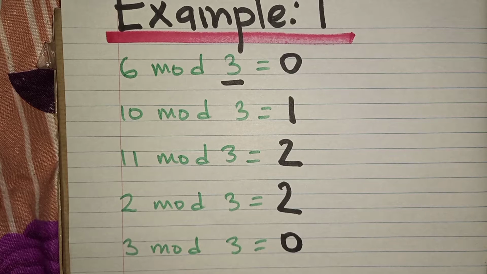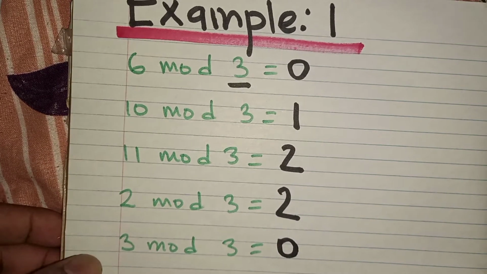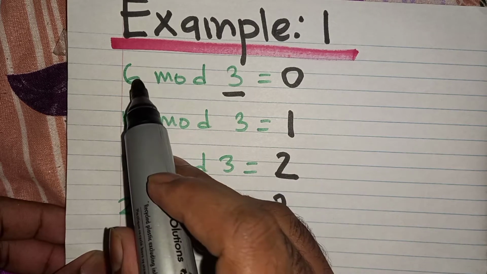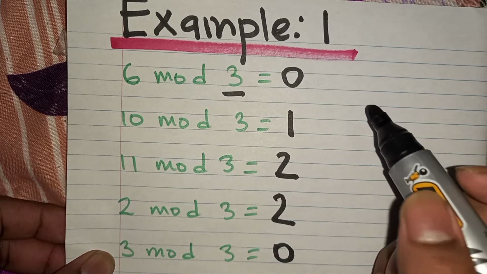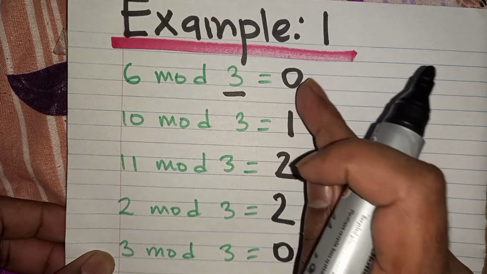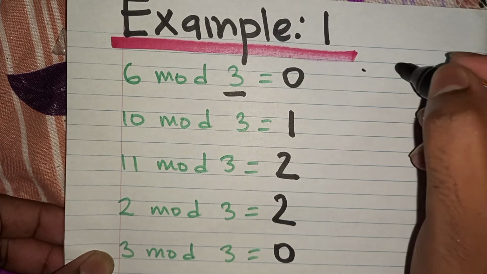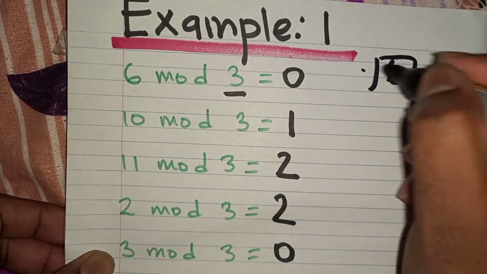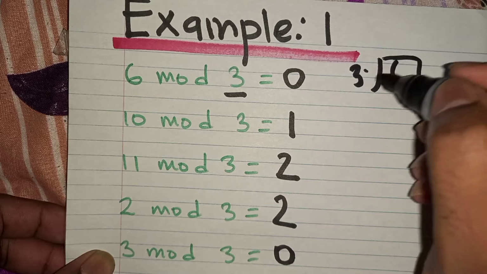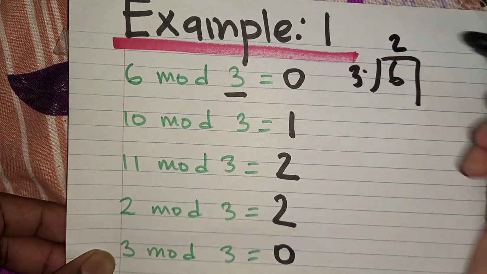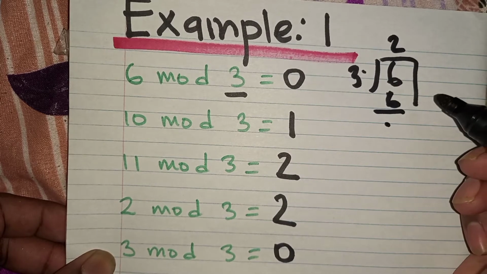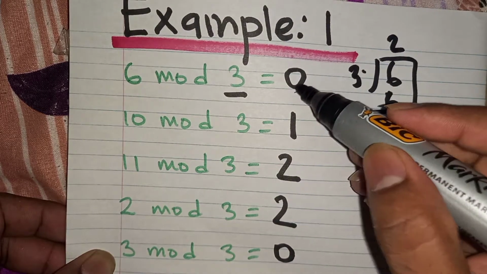Now we can also do this using the division method, right? Let's say 6 modulo 3. This is same as 6 divided by 3, and whatever the remainder is will be the answer here. So 6 divided by 3, right? So 3 can go into 6 2 times, and we'll put 6 here. The remainder is 0. That is why we put 0 here.